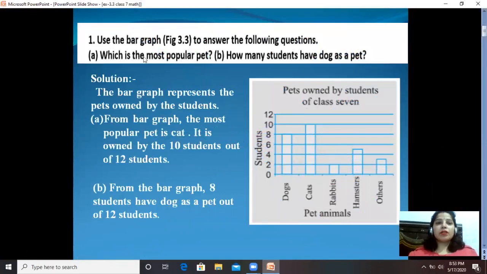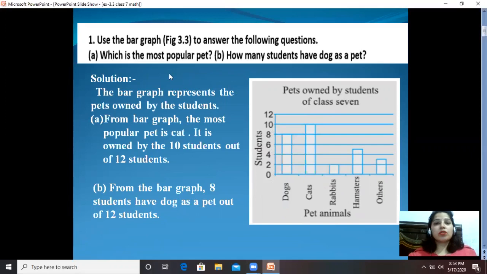The first question is: use the bar graph, figure 3.3, to answer the following questions. Here you can see the graph is given to us. First of all, we will study this whole graph. In this graph, they have mentioned pets owned by students of a class 7. So dogs, cats, rabbits, hamsters and others, pet animals, they have mentioned. On the y-axis, they have mentioned students. Here you can see 0, 2, 4, 6, 8, 10, 12. These are the number of students.